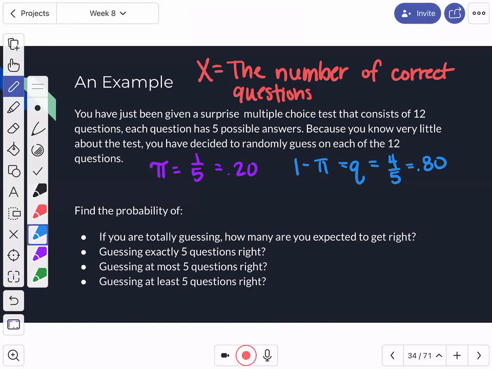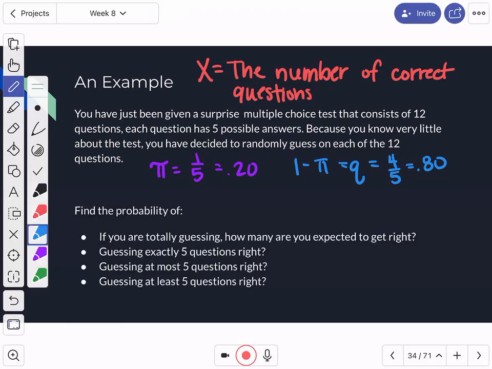Now, if I'm randomly guessing on this test, next question is, how many questions am I going to take? How many questions am I going to guess for on this test? 12. I want to guess for 12 questions. Can I do more than 12 questions? No, there's only 12 questions. I'm going to guess all 12 of them, all right? So that number is not going to change. That number is fixed.